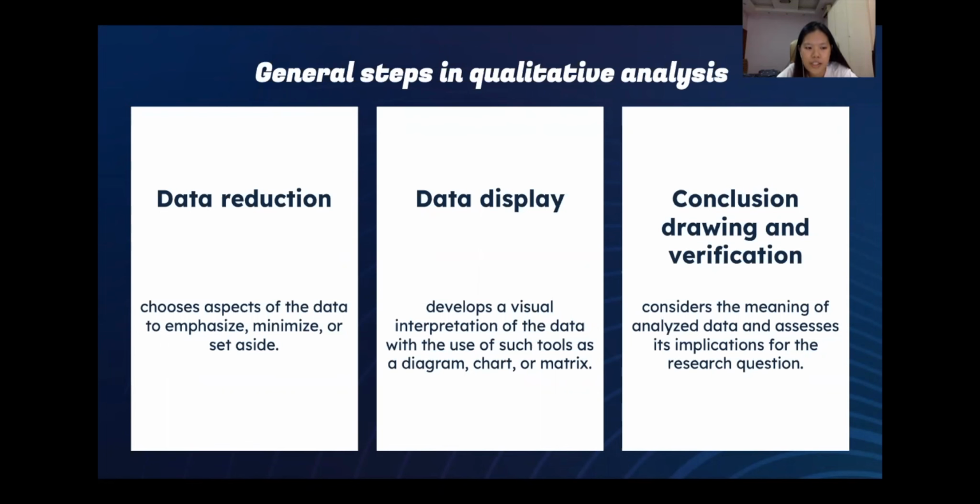So first is to reduce your data set, because the raw data that you've collected is unstructured and it needs organizing and coding for easier analysis. And next step is to visualize your data through a diagram, a chart, or a matrix, so that it will help to illuminate patterns and interrelationships in the data. And lastly is to draw your conclusion by considering the meaning of analyzed data and assessing its implications for the research question.